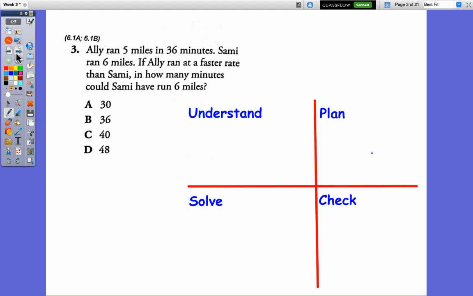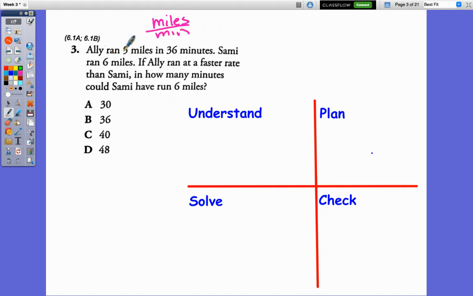Question number 3. Allie ran 5 miles in 36 minutes. Sammy ran 6 miles. If Allie ran at a faster rate than Sammy, in how many minutes could Sammy have run 5 miles? So the thing I'm noticing is that I'm doing miles per minute.